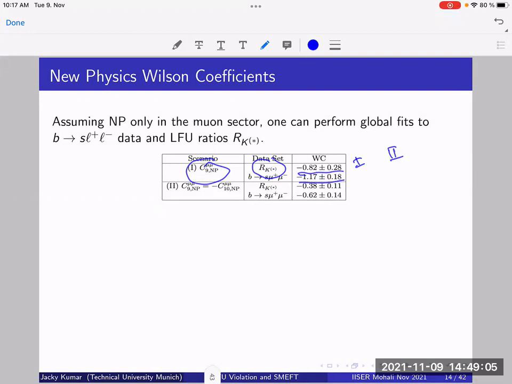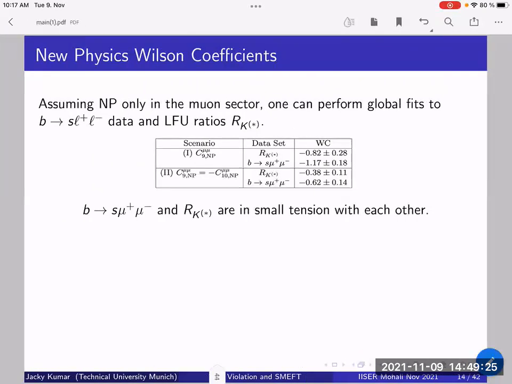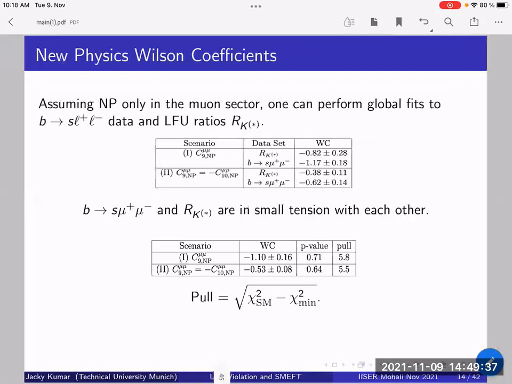You need a minus sign, and the value almost equal to 1. So this discrepancy can be explained by C9, or also by C9 minus C10, which is the same structure as the standard model. But you see that the B to S mu plus mu minus data and the RK star data, if you fit them separately, are in slight tension with each other.